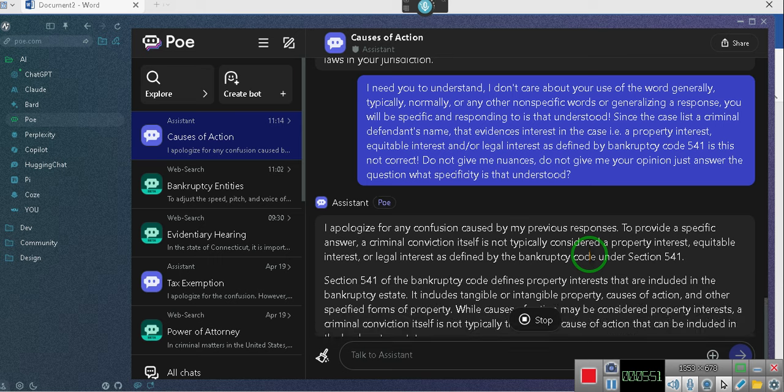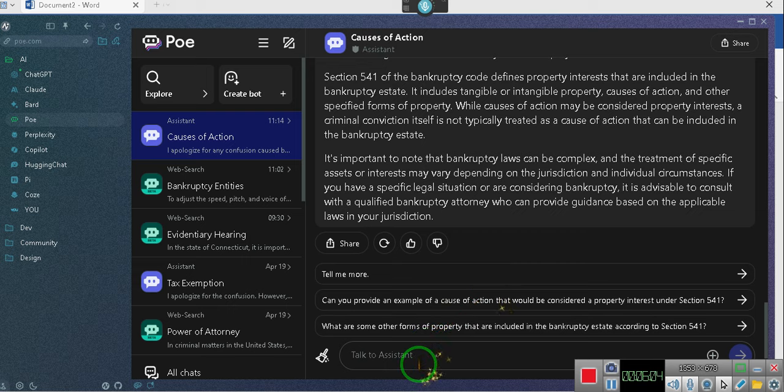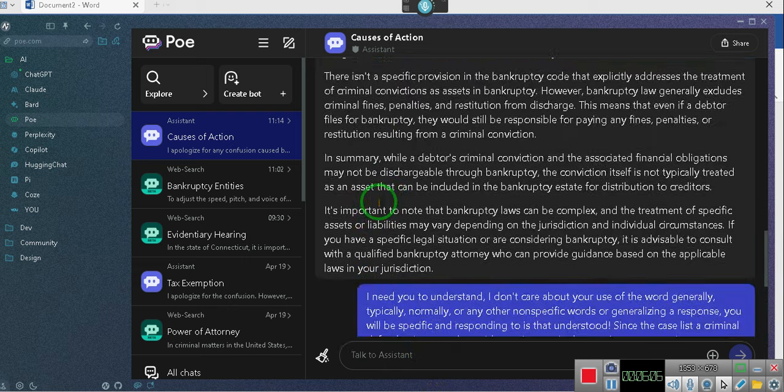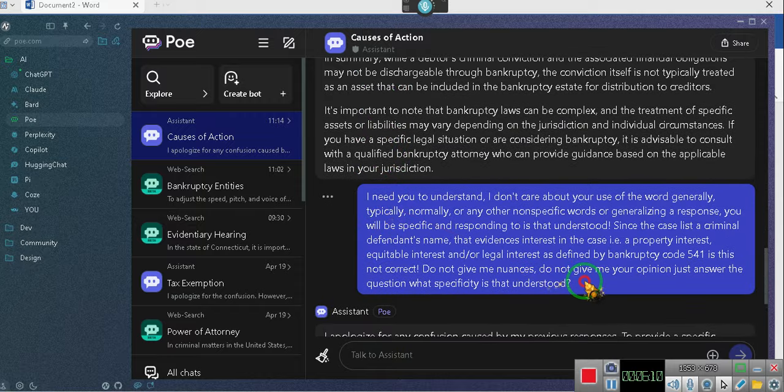Provide specific argument. 541 Bankruptcy Code defines property interest to include tangible, intangible. While causes of action are considered property interest, a criminal conviction is not typically. So I have to get away from this one because this one is not barred. I mean, not barred, but ChatGPT. This is a completely different one.